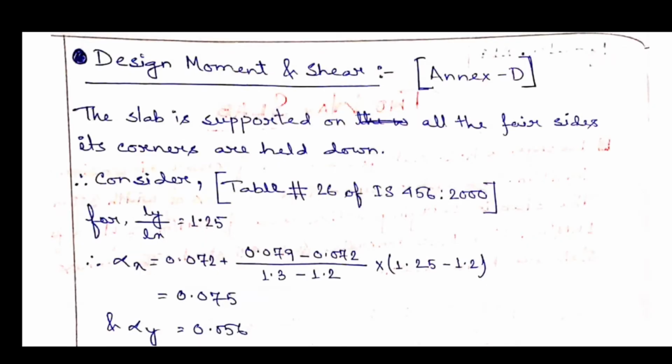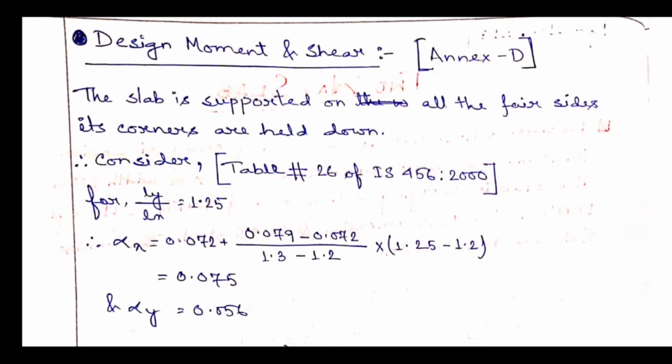So in this case, support condition is not given in question. So we may consider the slab is supported on all the 4 sides and its corners are held down as given in question. Therefore, we have to consider, as per table number 26 of IS 456/2000, for Ly by Lx value is 1.25. So let's check 1.25 value for Ly by Lx is given or not. If not given, it definitely lies between any two values, then we have to interpolate this.